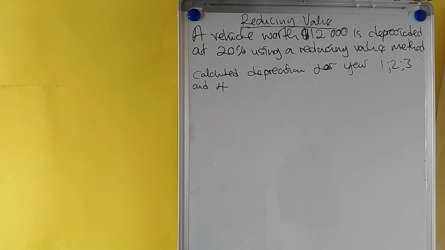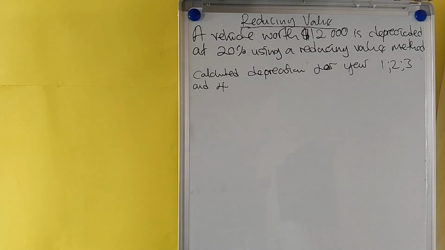Today we are looking at the reducing value methods of depreciation. As we use assets in the business, they reduce in value, so we also need to account for that in our books of accounting. We have two main methods of depreciation: the straight line method and the reducing value method. We might use other methods as well, but these are the main ones.